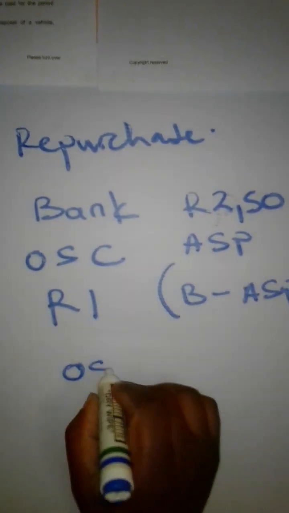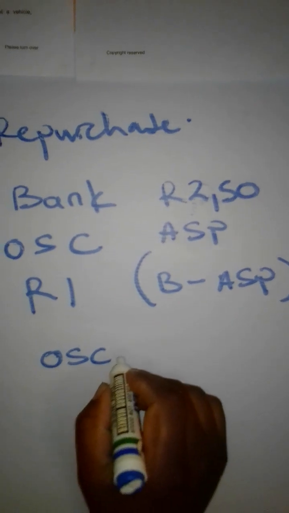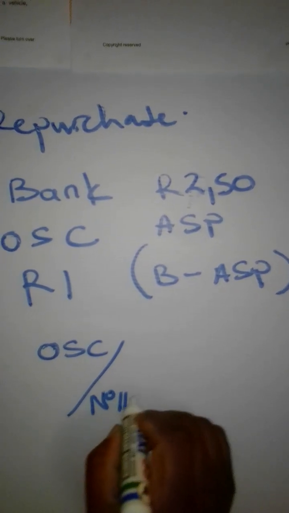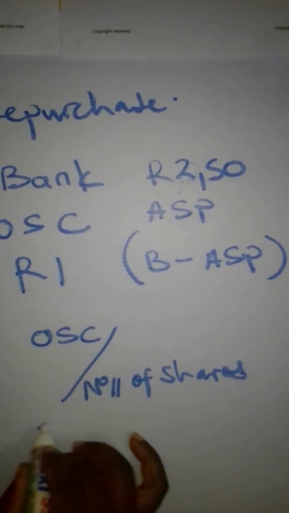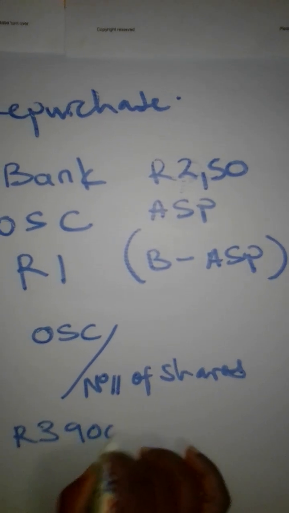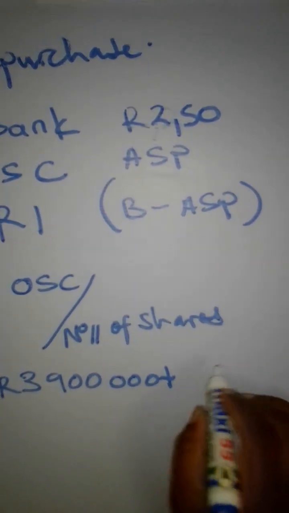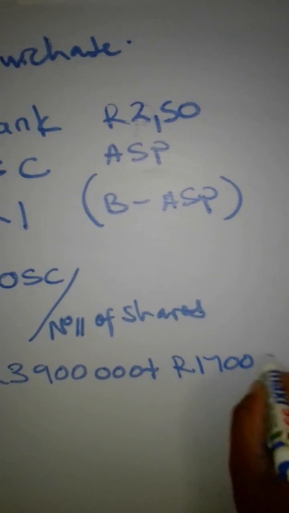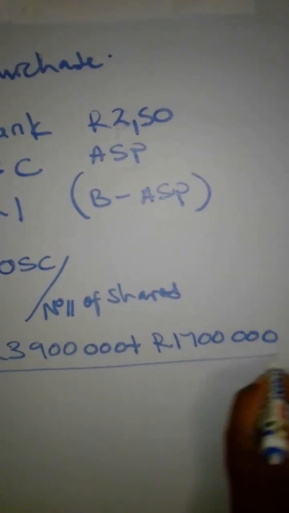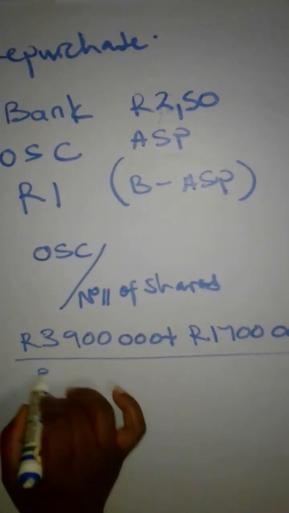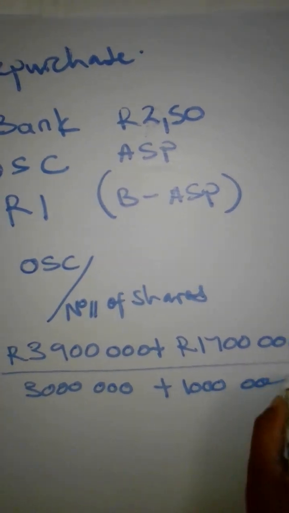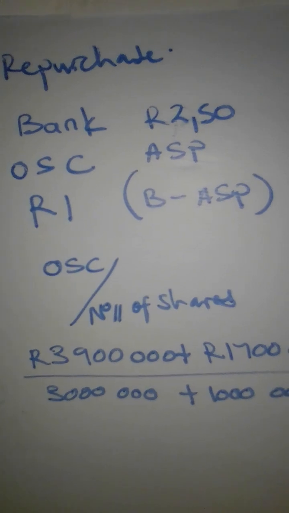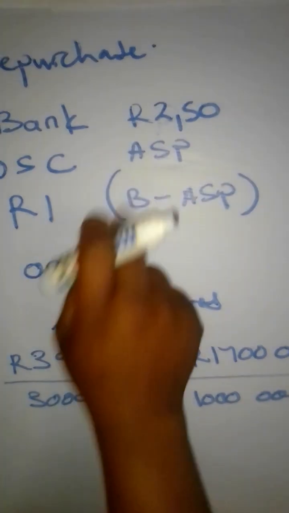Remember what I said? We are going to start by saying the ordinary share capital divided by the number of shares. Our ordinary share capital is made up of 3.9 million plus 1.7 million, divided by the number of shares. We have how many shares at the beginning? 3 million plus 1 million shares. When we divide this, we are going to get our average share price.